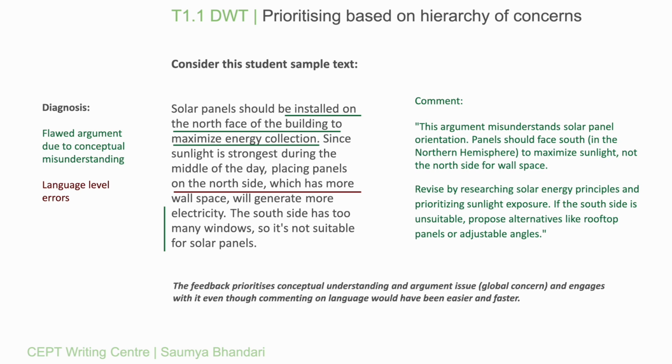A final comment could read something like, this argument misunderstands solar panel orientation. Panels should face south in the northern hemisphere to maximize sunlight, not the north side for wall space. Revise by researching solar energy principles and prioritizing sunlight exposure. If the south side is unsuitable, propose alternatives like rooftop panels or adjustable angles. This feedback focuses on the global concern of conceptual understanding and argumentation.